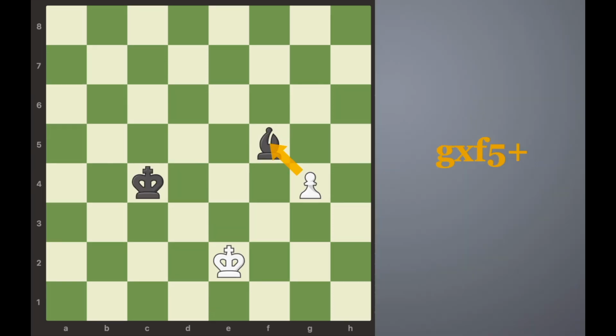Now let's see the notation for capturing with a pawn. In this example, the pawn can capture the bishop on f5. We can write the move as gxf5. G and f both should be in small letter as they represent the name of the file. So the current file of the pawn, that's g, and the bishop is on f5. So the notation would be gxf5.